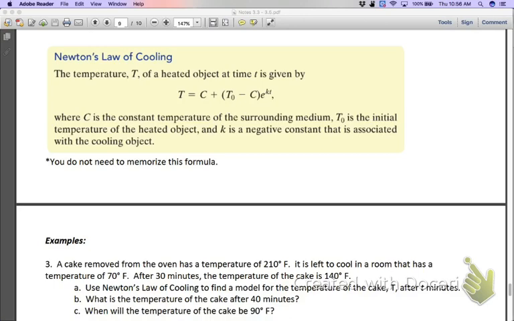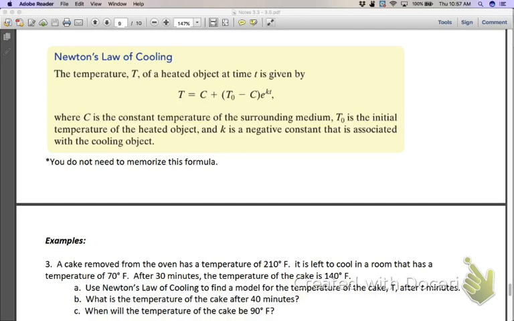Like in this case for the cake, you don't want to put the icing on immediately because it's just going to melt the icing. So with this formula, you have C. C is the constant temperature of the room. T sub 0 is the initial temperature of the heated object. K is a negative constant associated with the cooling object. Cooling is going to decay; you want something to lower in temperature if it's going to cool off. So your K is going to have to be negative. Hopefully that makes sense. Then you can go from there.